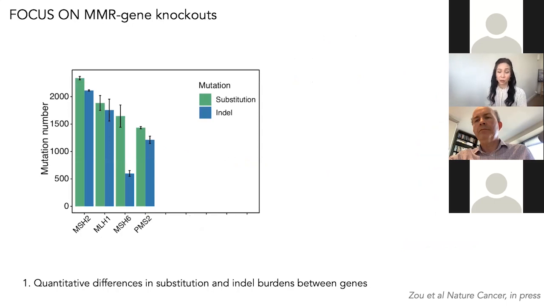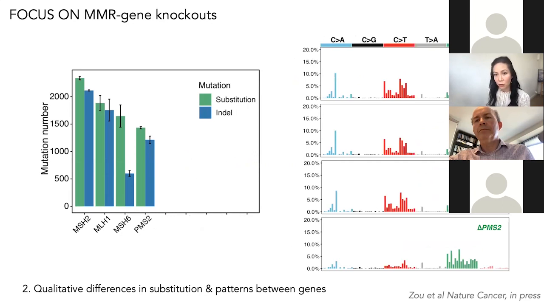But in fact, when you knock out mismatch repair genes, you see much more granularity through whole genome sequencing experiments than just MSI or TMB. There are quantitative differences in the substitution and indel burdens between the different genes. There are also interesting qualitative observations to make between them. So you can see the knockouts of MSH2, MSH6, and MLH1 produce nearly identical mutational signatures, and yet PMS2 looks really quite different.